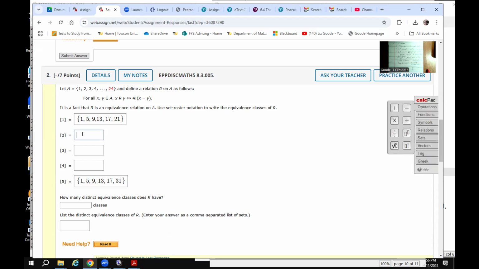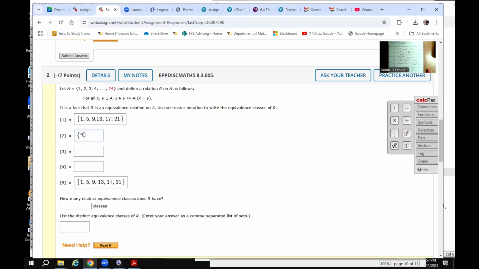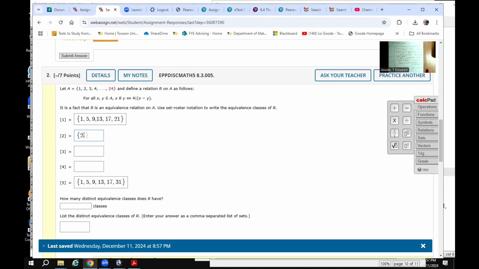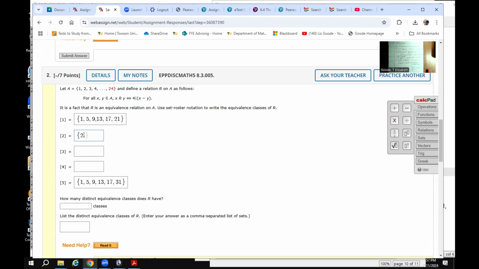But what about the equivalence class of 2? Let's work on that. Well, 2 is in its own equivalence class because 2 minus 2 is 0 and 4 divides 0. What would the next element be? Would it be 4? Okay, let's check it.